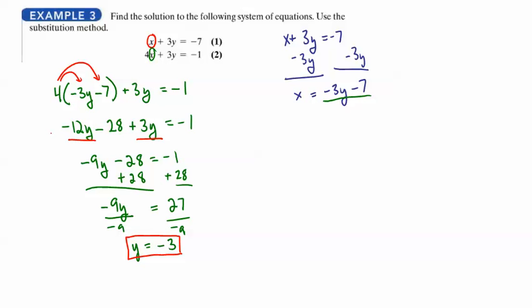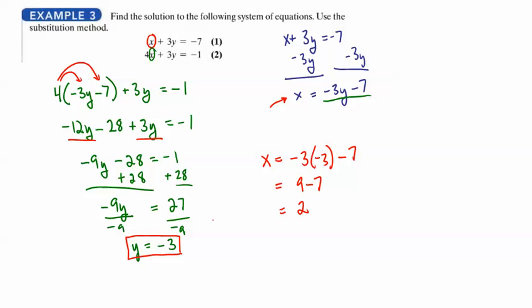So we can take any one of these equations, the x plus 3y equals negative 7, 4x plus 3y equals negative 1. We can even take the equation that we created over here that tells us a definition for what x is if we know what y is. And I'm going to use that one because that one's going to be easier in this case. So x is equal to negative 3 times y, which is negative 3, minus 7. So x is equal to negative 3 times negative 3 is 9, minus 7, is equal to 2.